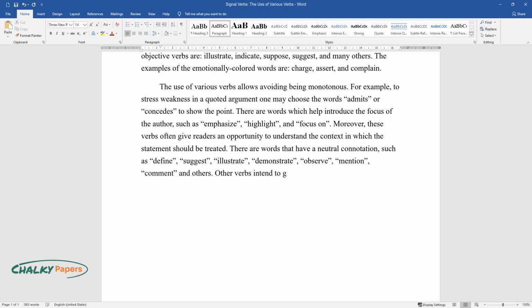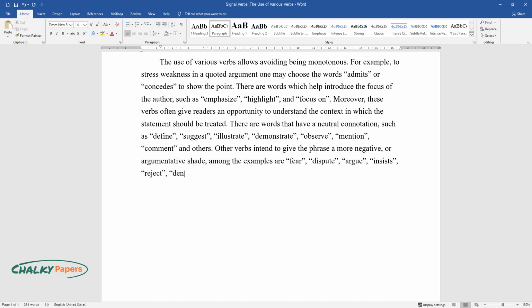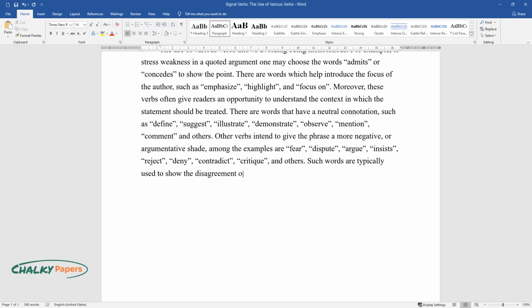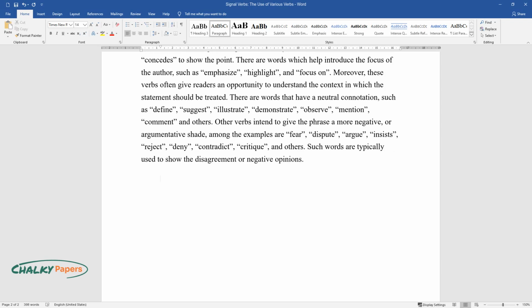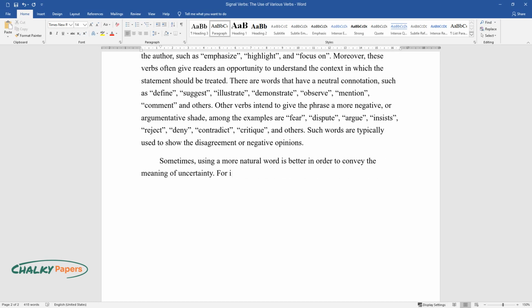Other verbs intend to give the phrase a more negative or argumentative shade. Among the examples are fear, dispute, argue, insists, reject, deny, contradict, critique, and others. Such words are typically used to show disagreement or negative opinions. Sometimes, using a more neutral word is better in order to convey the meaning of uncertainty.